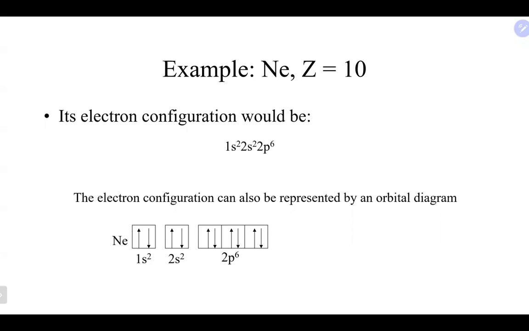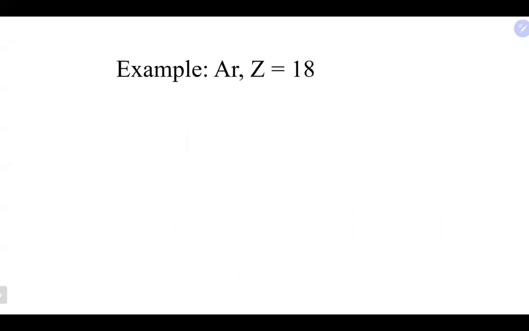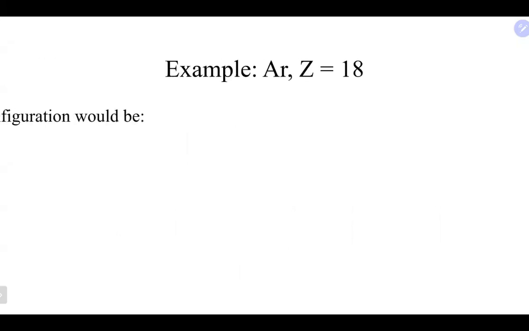Any question on electron configuration, orbital diagram here? All right. So why don't you do argon's configuration there?